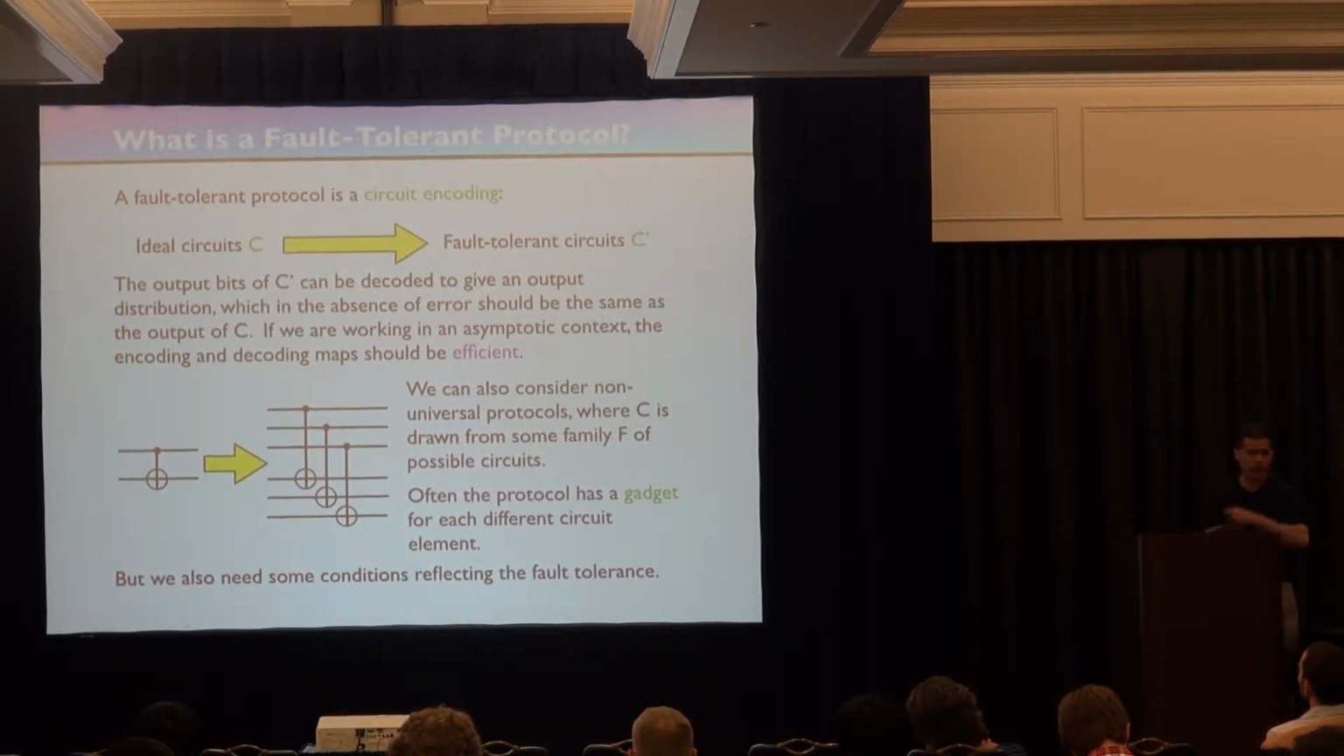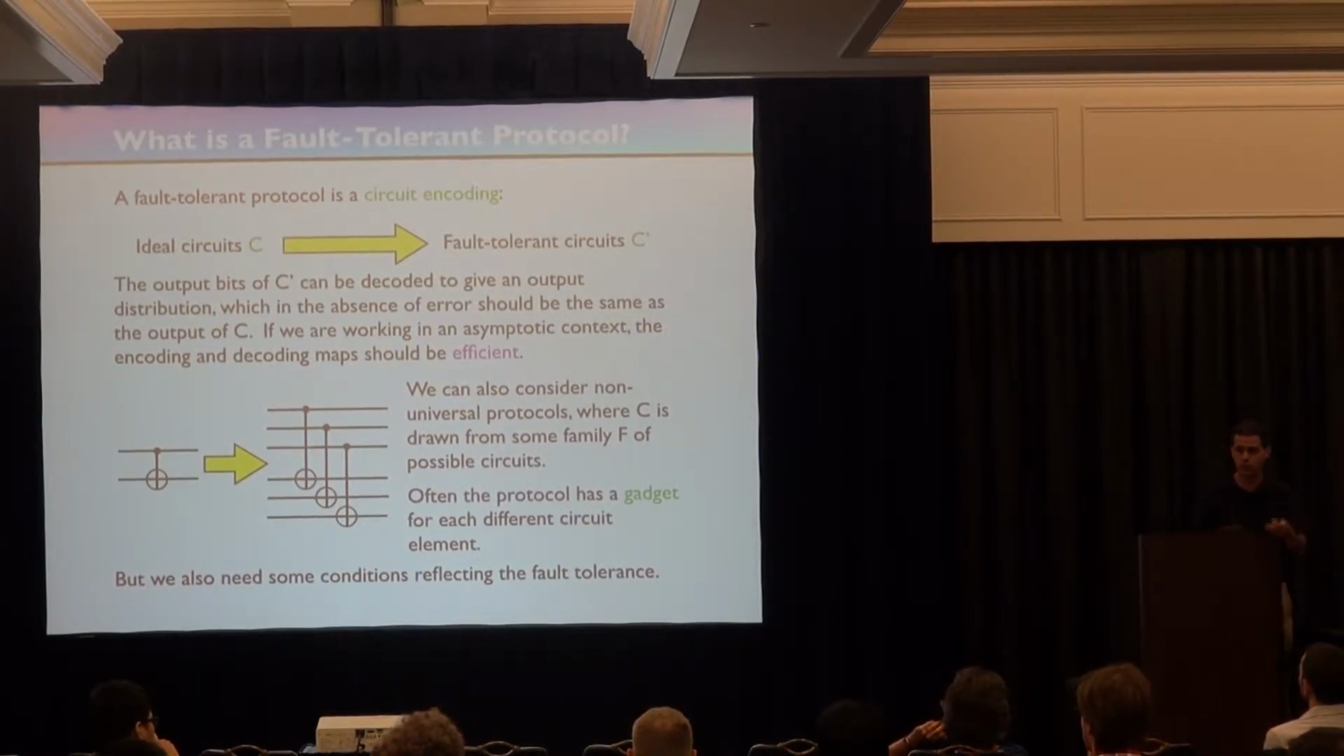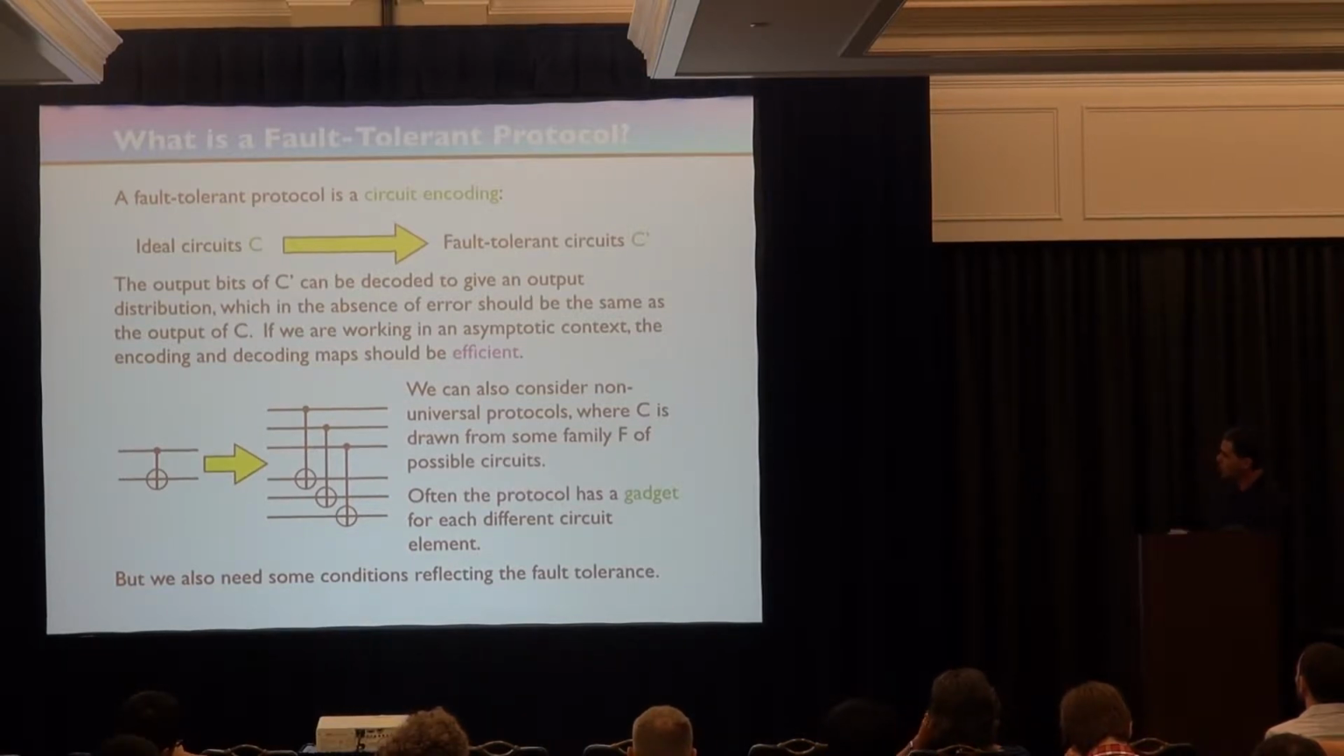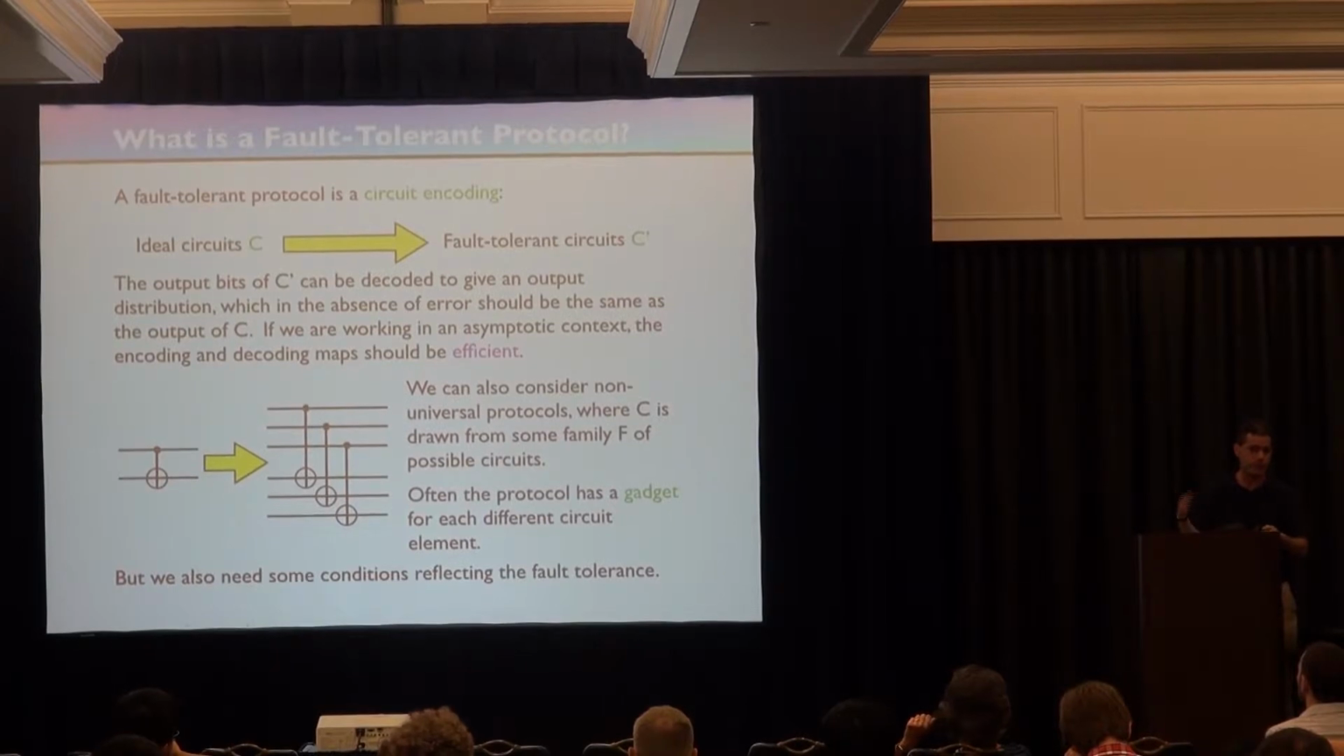Sometimes we'll be talking about finite size systems, in which case we have to assume the decoding map is not too complicated, because otherwise you could have a protocol where you say, well, let's forget about doing all this quantum stuff and just simulate it classically, and that's our decoding map. But if you are working in an asymptotic context, you can just say this decoding should be efficient, polynomial time.